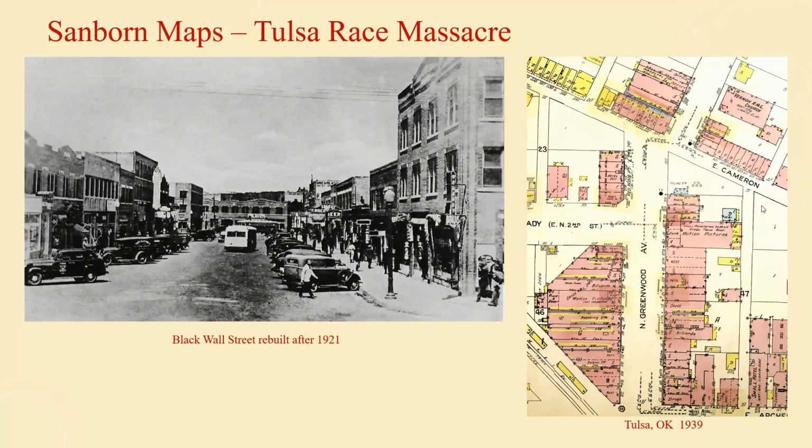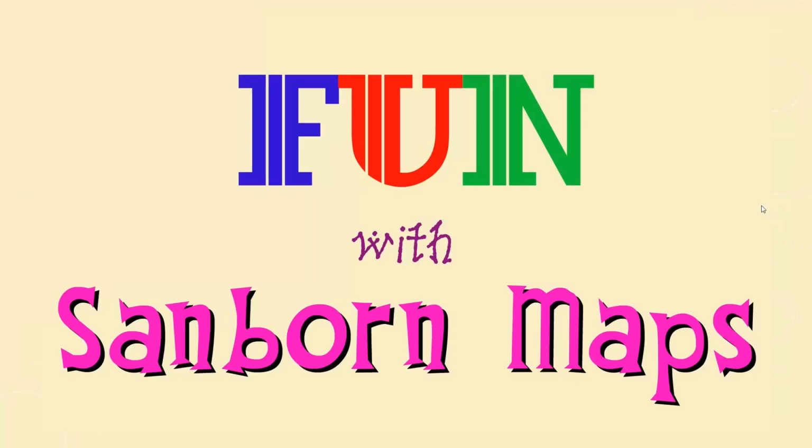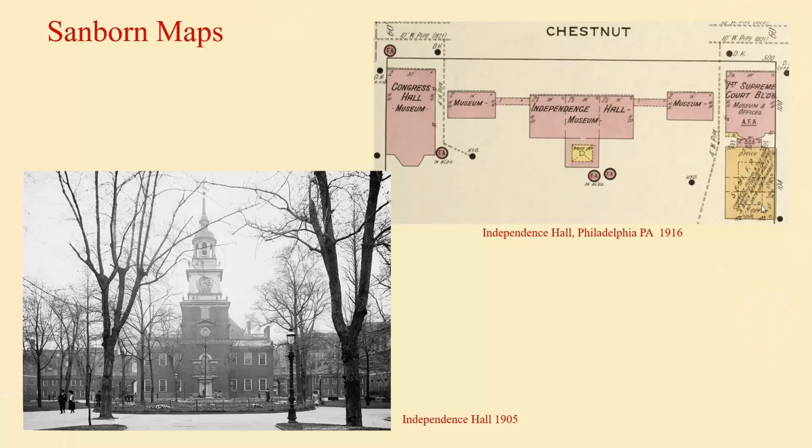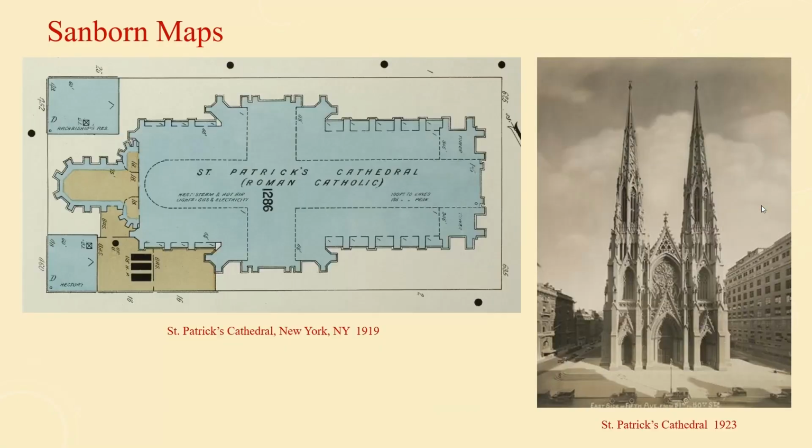All right, let's shift gears here and have a little fun with Sanborn maps. Now, if I were a Sanborn map nerd, and I'm not saying that I am, but if I were, I would go looking for famous buildings on Sanborn maps, like Independence Hall in Philadelphia, here on a 1916 Sanborn map. Or how about St. Patrick's Cathedral in New York on a 1919 map? I tell you, the Sanborn surveyor who drew that up put a lot of effort into that.